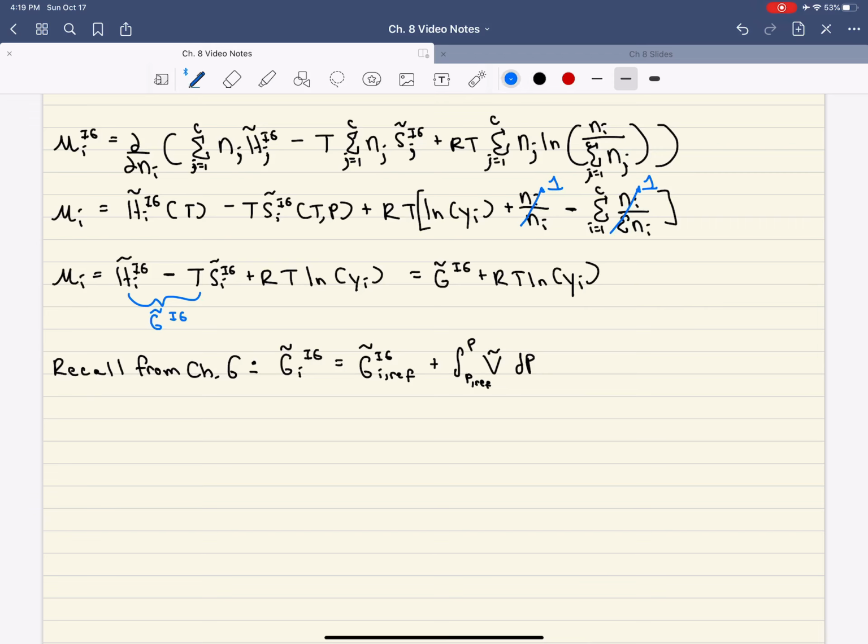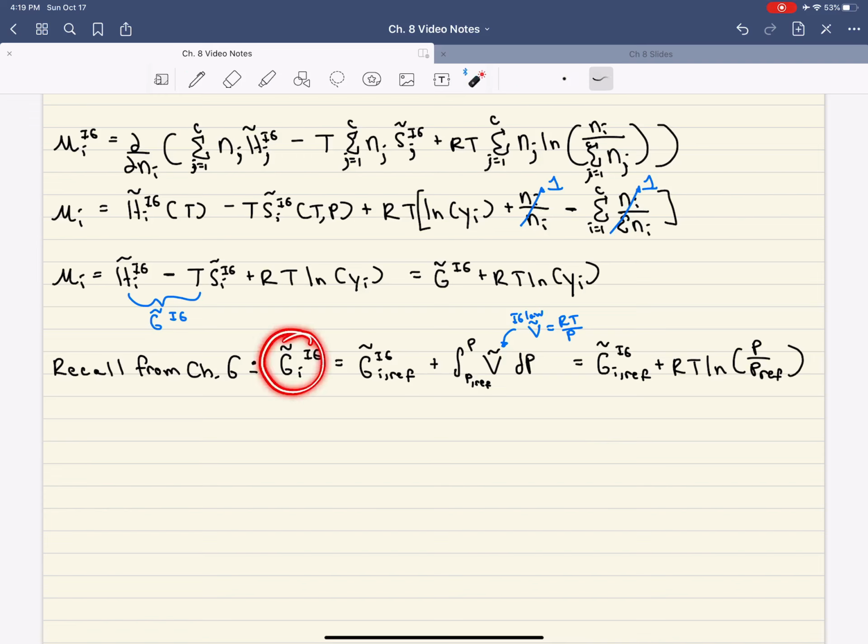Now, if we remember that we're dealing with an ideal gas, we know that the molar volume is equal to RT over P. And so in our integral, we would just be integrating dP over P. And in the end, what we get is G_i ref plus RT natural log of pressure over P ref. Okay, all right, so that's what we get for this term, which is in our chemical potential equation, and we just plug in this.